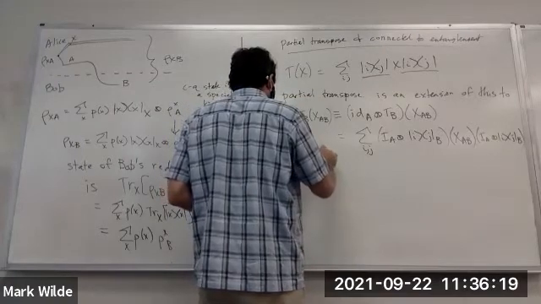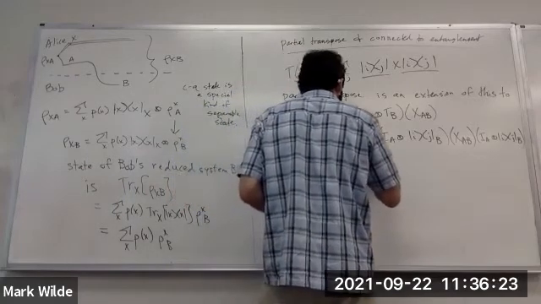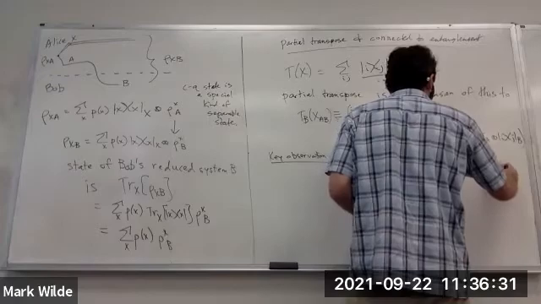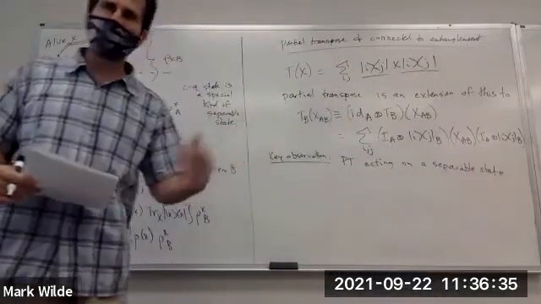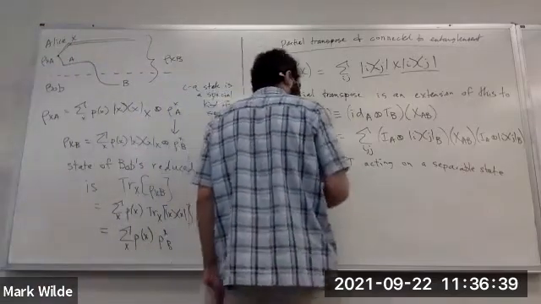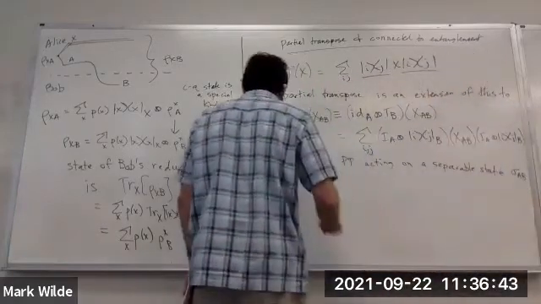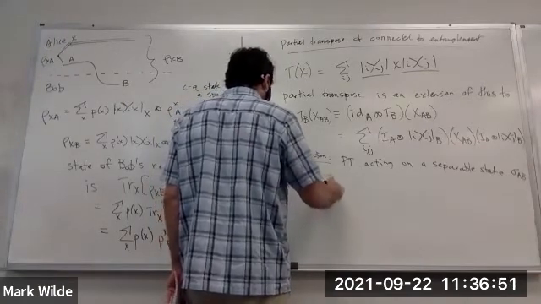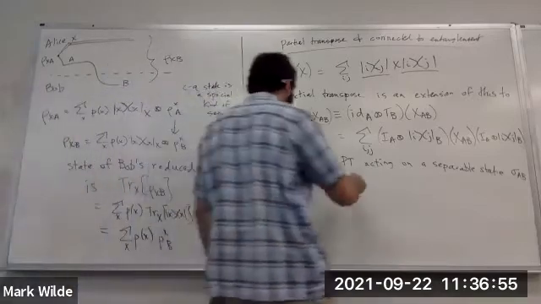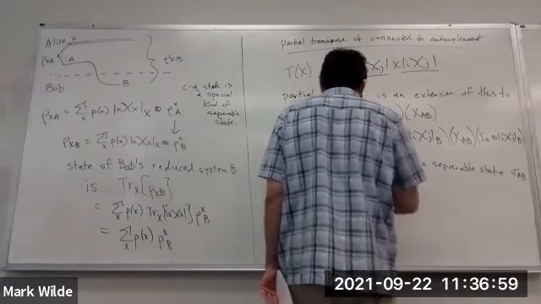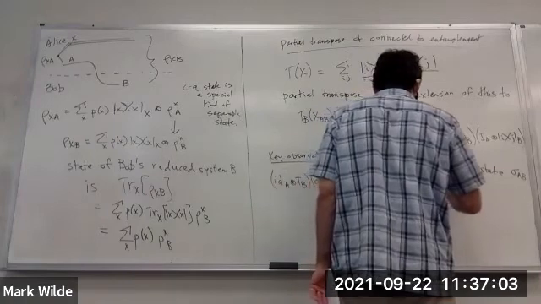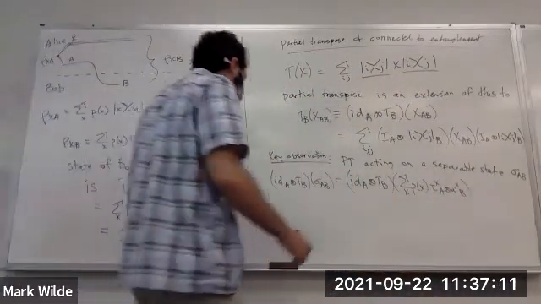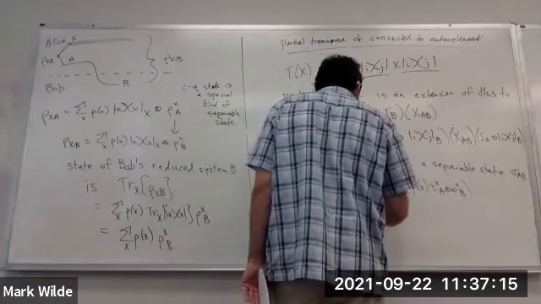This is the observation. Partial transpose acting on a separable state. We already remind ourselves that a separable state is a convex combination of product states. So we'll call the separable state sigma AB. This is what we're interested in. So sigma AB we can write as a convex combination of product states. Let's do that. Now we can use linearity. And then what is going on?